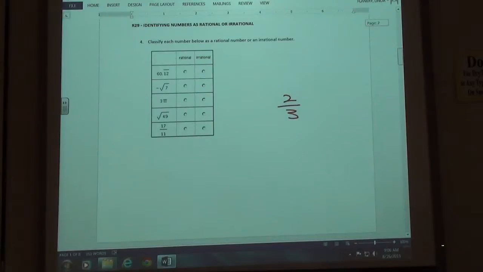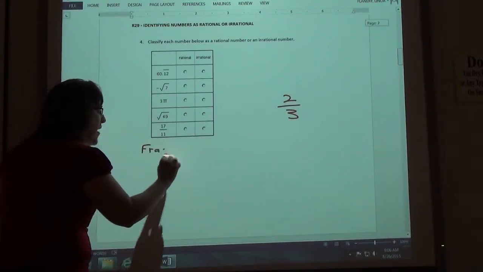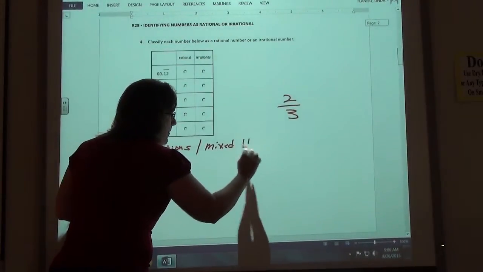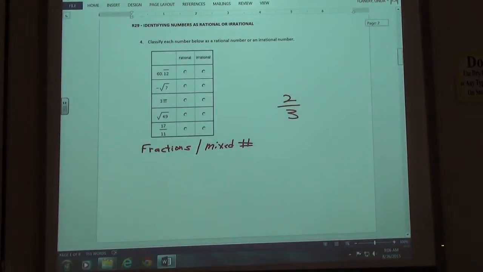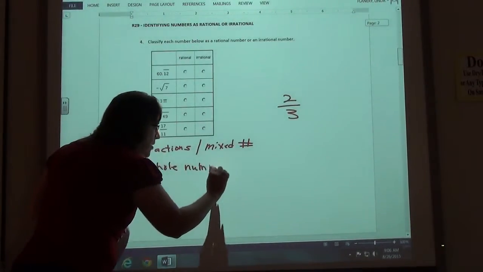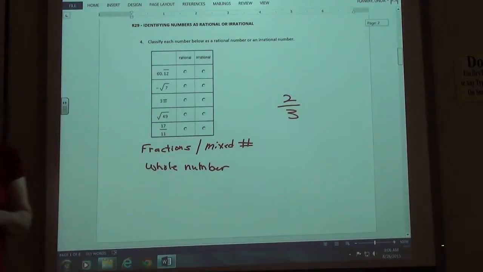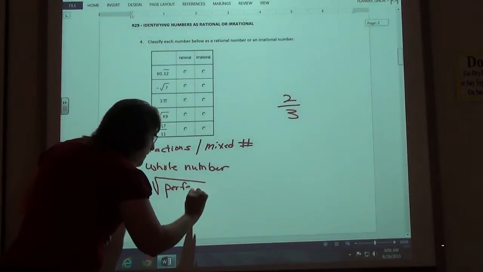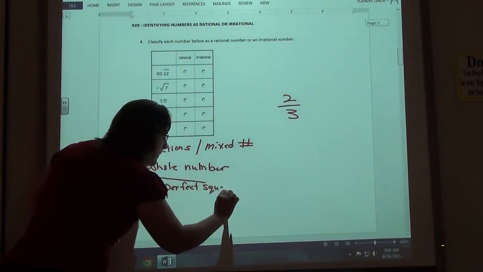There are a whole ton of things that you could change into fractions besides fractions. We, of course, have fractions and mixed numbers, right? Because if I had 1 2/3, I could change it into an improper fraction if I wanted to. I have whole numbers. How do I change my whole number into a fraction? I put it over 1, right? If I have 3, I write it as 3 over 1. It's now a fraction.